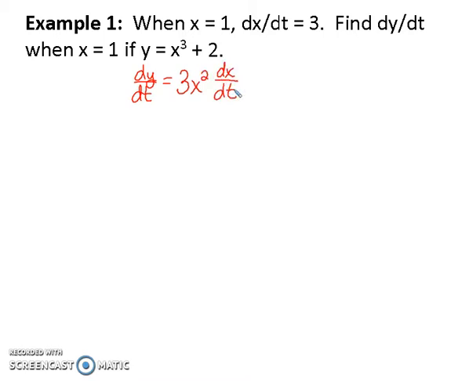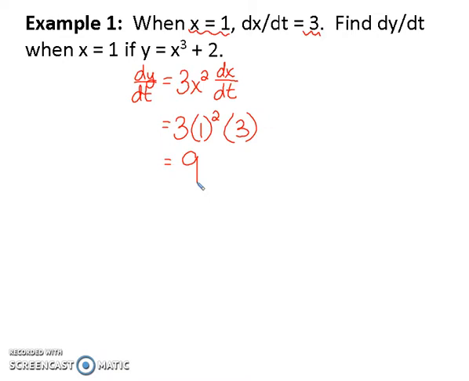Now they're wanting us to find dy/dt, so it's okay that we don't have a value for it. But in order to find dy/dt, I need to substitute a value for x and a value for dx/dt. They told us that when x is 1, dx/dt is 3. So really it's just a matter of substitution of the correct values in the correct places. So 3 times 1 squared times 3 would be 9. What that means is that at the exact moment when the x-coordinate is 1 and the x-coordinate is changing at a rate of 3, then the y-coordinate would be changing at a rate of 9.